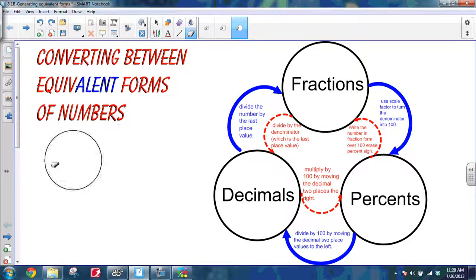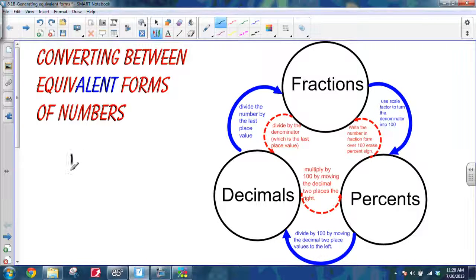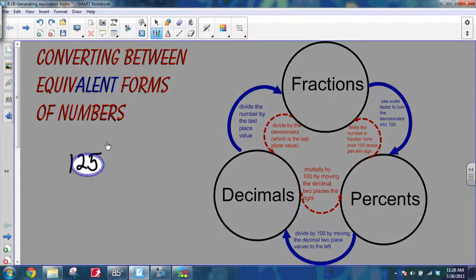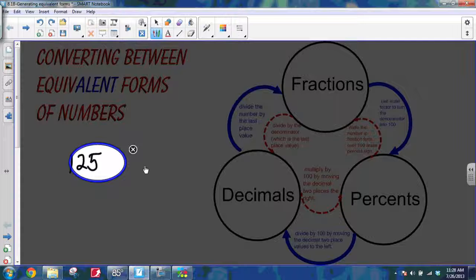So remember, the key to working with decimals is to always know where your decimals are. Let's look at another example. This is my decimal, and I want to turn it into a percent. Well, again, first I have to find my decimal. And if I don't see it, I know that it's hiding behind the last digit of my number.